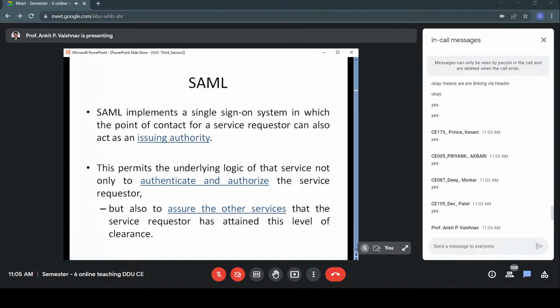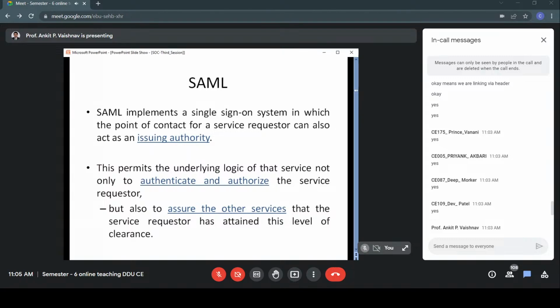Yes, okay. Prince has agreed. What about others? Urjit, Priyank, Dev. I hope you are getting this, right? Okay, not clear. I'll repeat. First point of contact means where actually you are destined to go. Invoice is supposed to go to account service. Yes, Urjit.